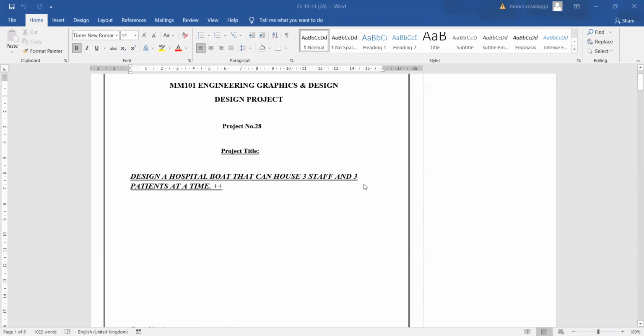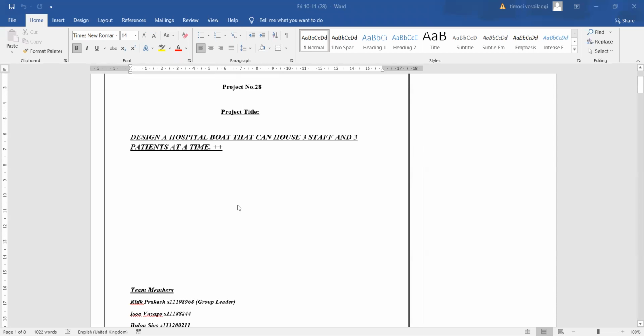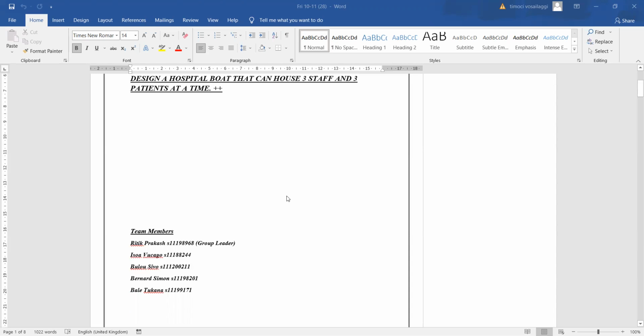So this group has done a project to design a hospital boat that can house 3 staff and 3 patients. Now this is a plus project, which means we're expecting an extra level of detail, an extra level of work that these guys are supposed to put in to achieve that bonus mark, which comes with the plus. Okay, that's what the plus means. So this group has gone for a very demanding project, and I applaud them for doing that.